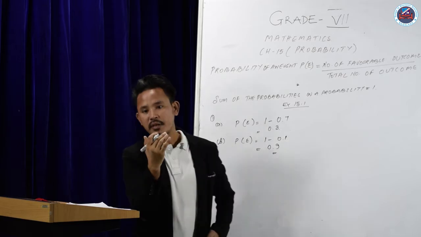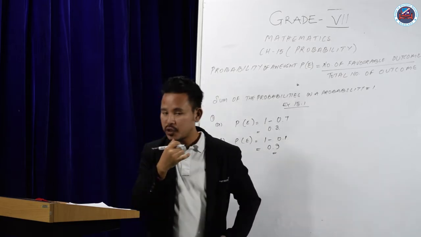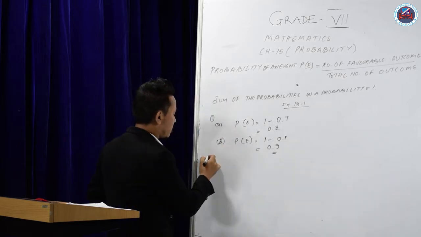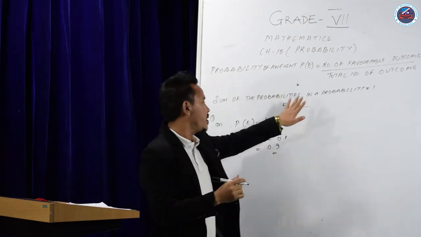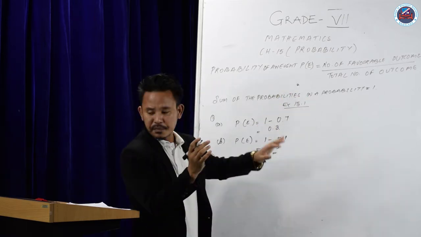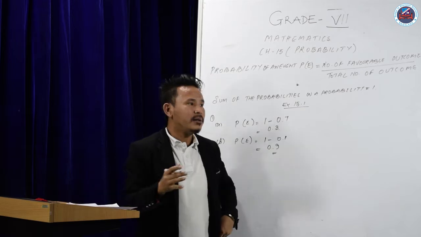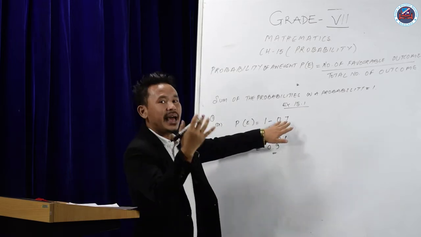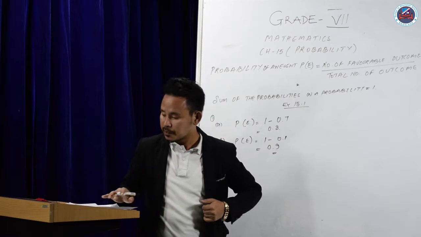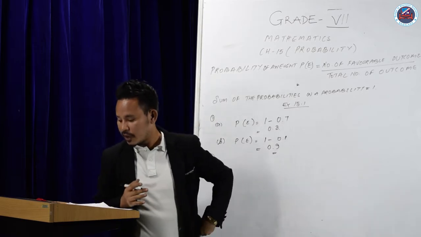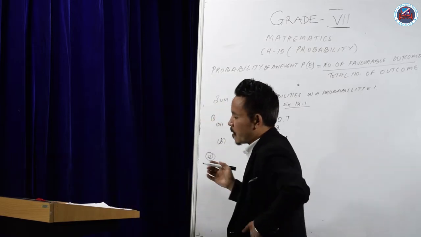So these are probabilities of an event, right? Now moving on to the next question. Remember that the sum of the probabilities is 1. Always remember, it's 1 minus the probability that it may happen, 0.7 and 0.1 subtracting. Okay, is that clear?